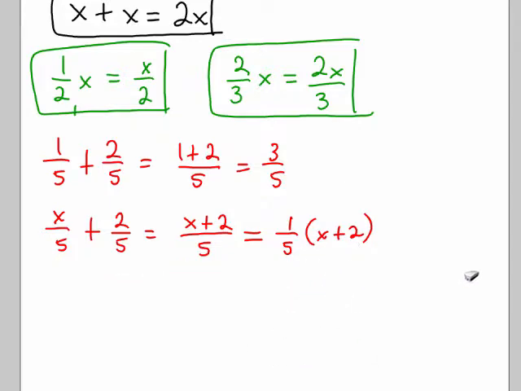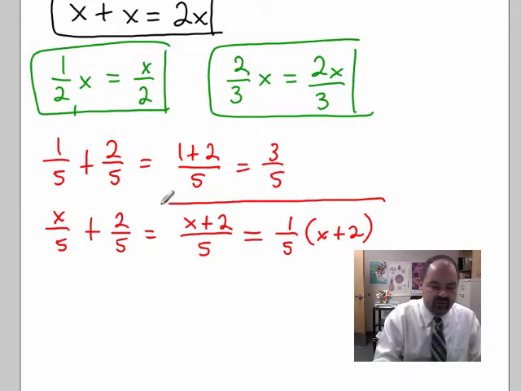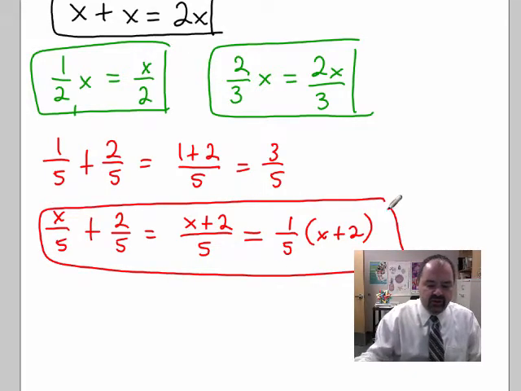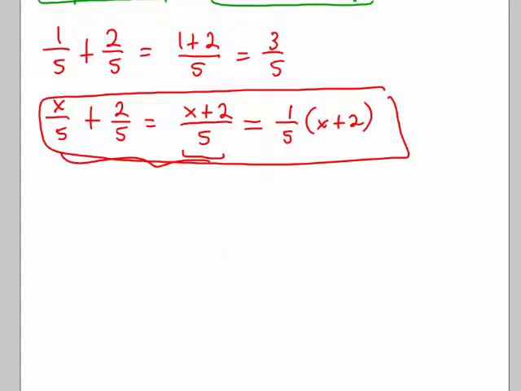There's lots of ways to write expressions in different ways that are equivalent even though they look different. All of these represent the same thing. So depending on what you're doing with your work, you might want to write your expression in one way versus another. Okay, let's talk about some other common situations that come up with equivalent expressions.